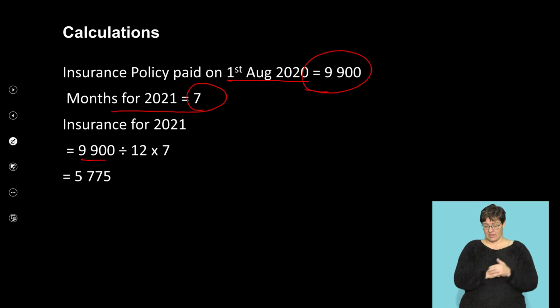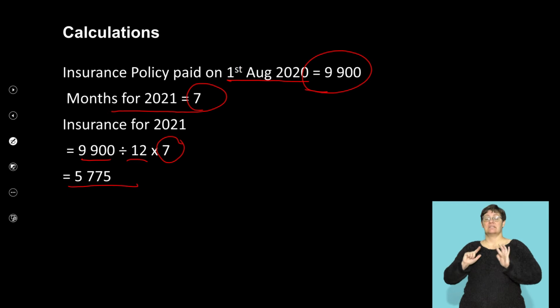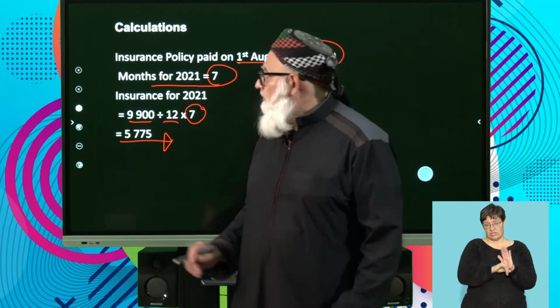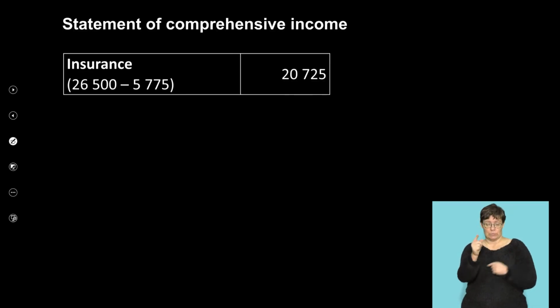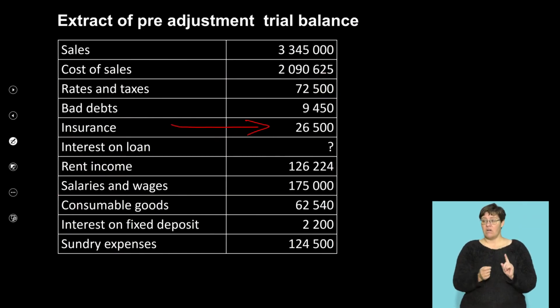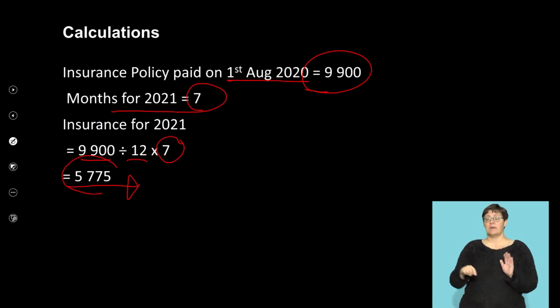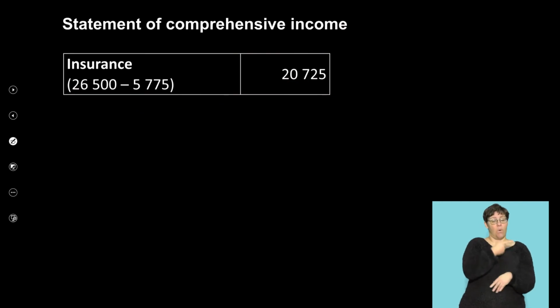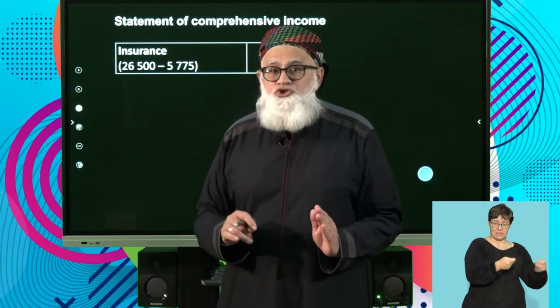So what do we do? We take the 9,900, divide it by 12, and then multiply it by 7, and the 5,775 will be the amount that we've prepaid on the insurance. Therefore, this is what we're going to do. Watch. There's my insurance figure, 26,500, from my given information. Minus the prepayment. Why? Because what's my double entry? My double entry is a debit to prepaid expenses and a credit to insurance.